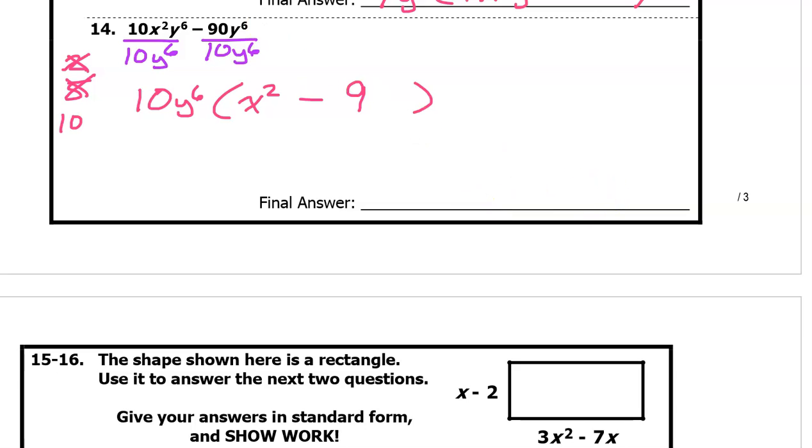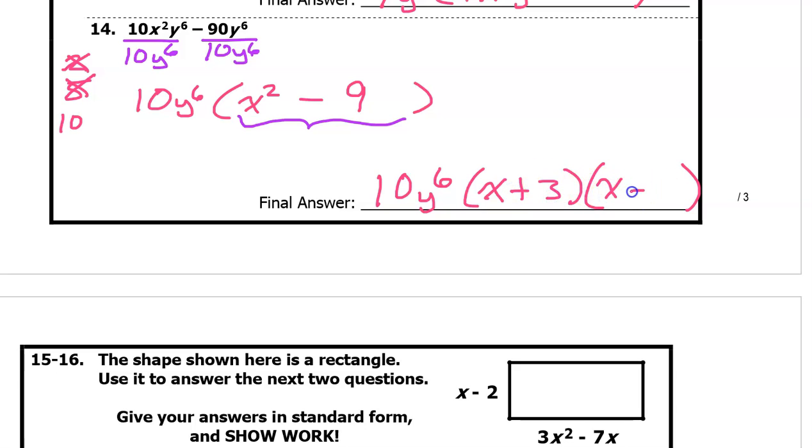So a common mistake is to put this as the final answer. But once again, no. This is the difference of squares, obviously. So I'm going to definitely include my 10y to the 6th power, my GCF. But I'm going to take the x squared minus 9 and factor that further using the difference of squares pattern. So this will be x plus 3 times x minus 3.